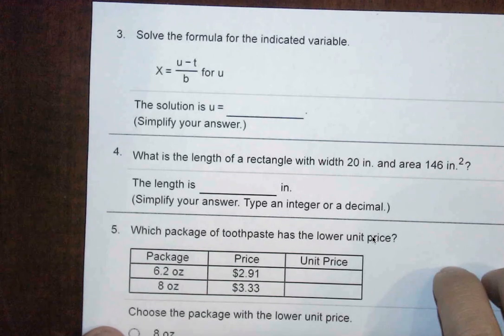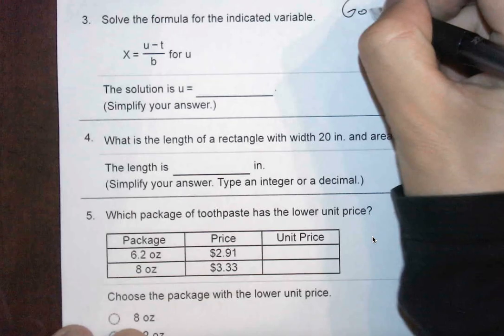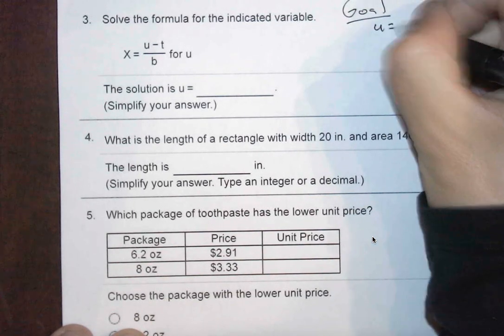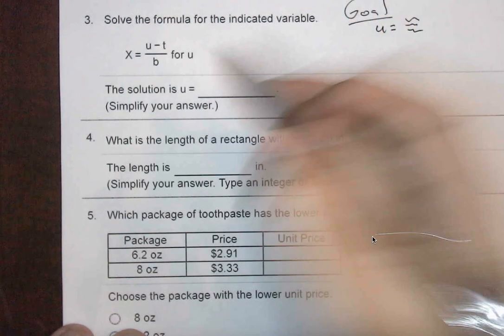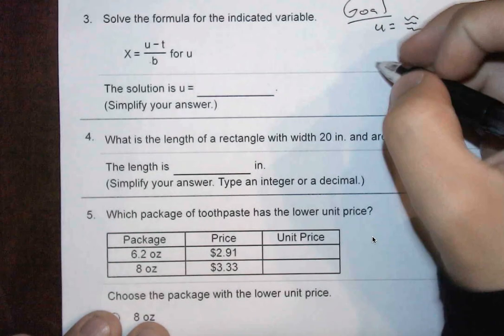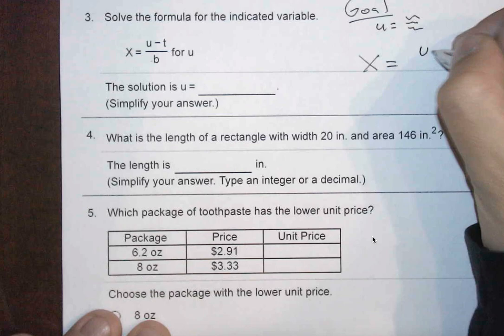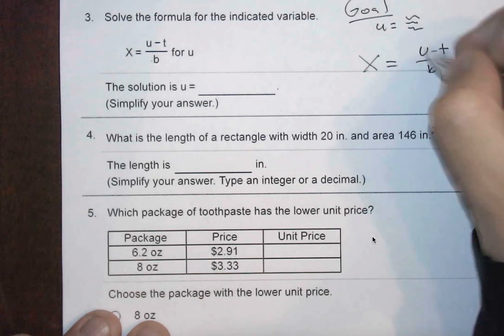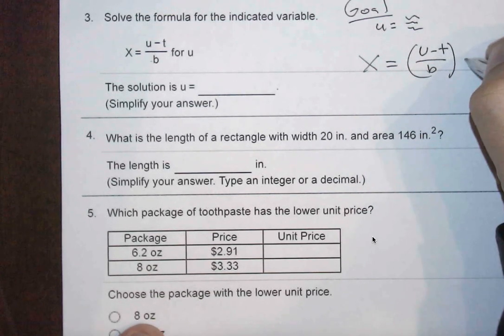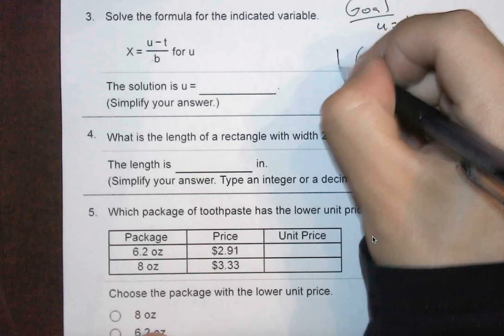This takes us to the rest where we're solving for u. So our goal is to have u equal something. We can get rid of this fraction by multiplying both sides by b. So I'll actually rewrite that over here. So x equals u minus t all over b. I'm multiplying b on both sides, because this will get rid of my fraction.